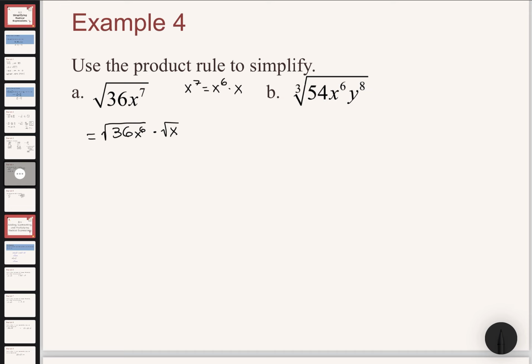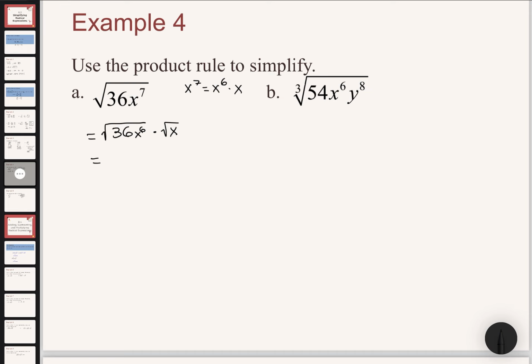Why did I do that? I wanted to split this up and have the largest factor that had an even exponent because I'll be able to simplify the square root of x to the 6th pretty easily, okay? So we're looking for our largest factor that I know I'll be able to simplify perfectly.